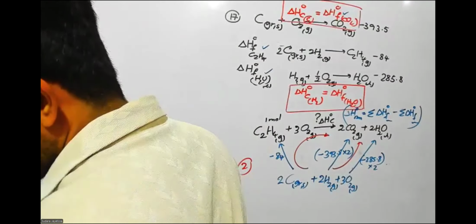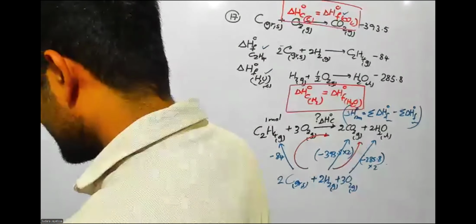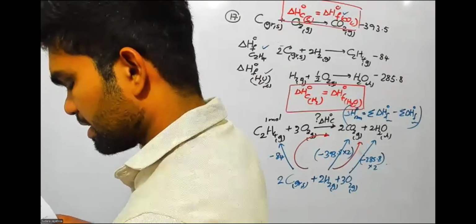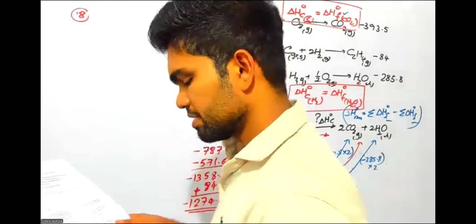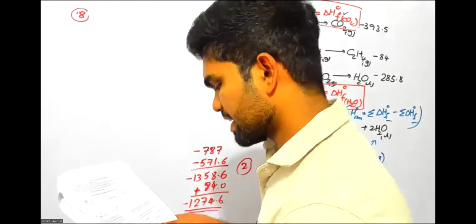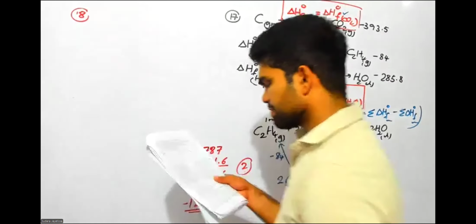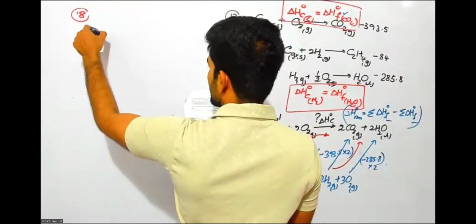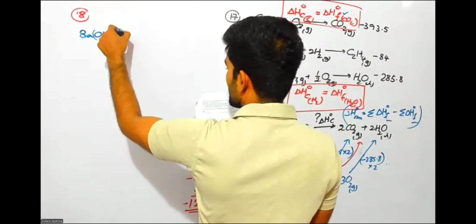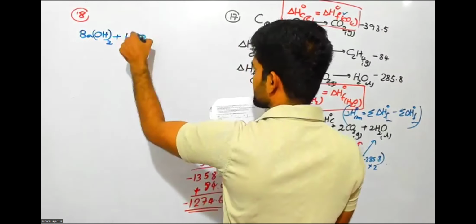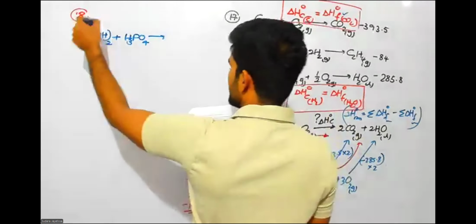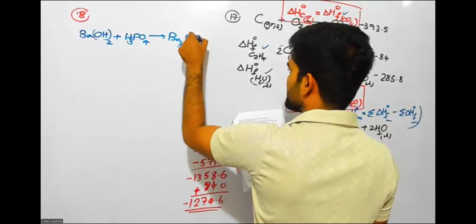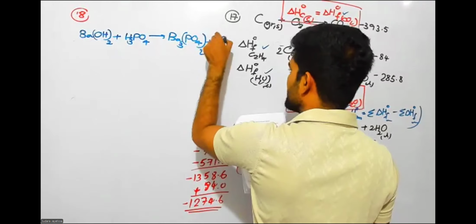Question number 18 is another small chemical calculation. Calculate the number of moles of phosphoric acid required to react with 25.65 g of barium hydroxide. So barium hydroxide and phosphoric acid, H3PO4, react to form barium phosphate. This is the way you write the formula.